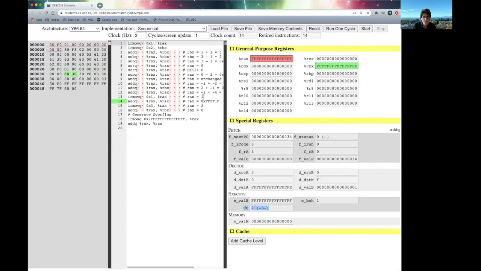Next up, we're going to put the constant 3 into RAX so that we can now add RAX and RBX. And we're going to put the result in RBX. So we had a -2 here. We have a +3 here. We're going to run one cycle, and we get a 1 here.